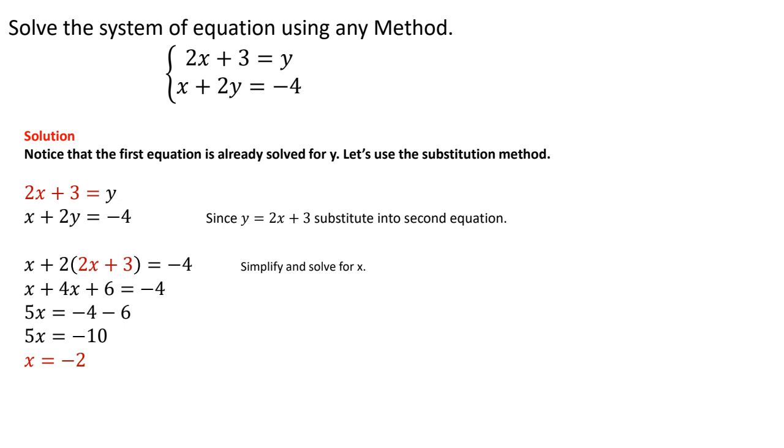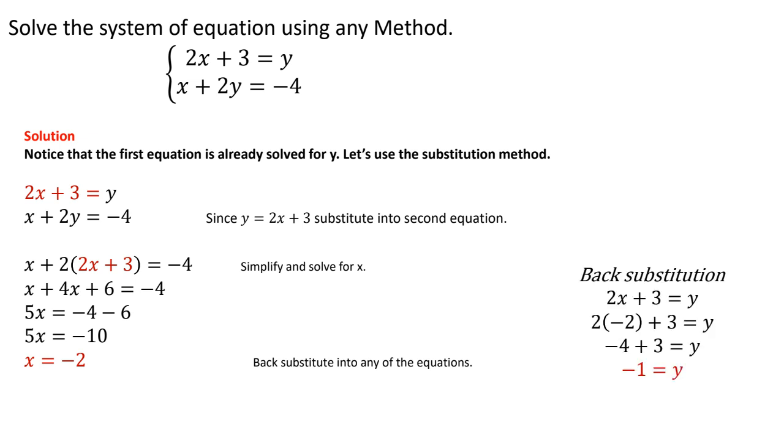So now to get the y value, all I'm going to do is replace this in that first equation, right? So I have 2x plus 3 equals y. Everywhere I see x, I'm going to plug in negative 2. So 2 times negative 2 is a negative 4. Negative 4 plus 3 is a negative 1. So y is equal to negative 1. So my solution set for this problem is x equals negative 2 and y equals negative 1.